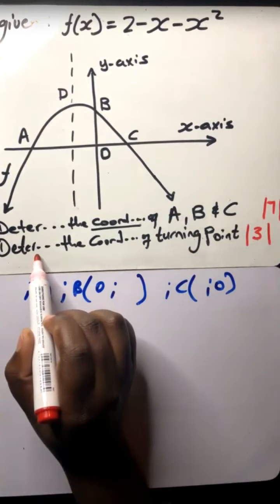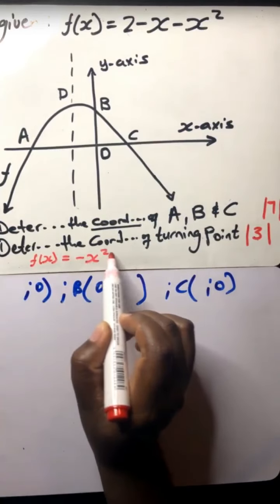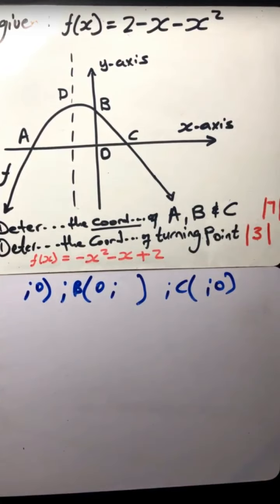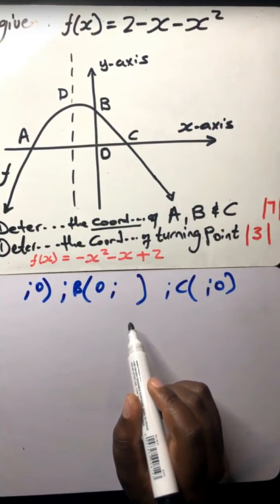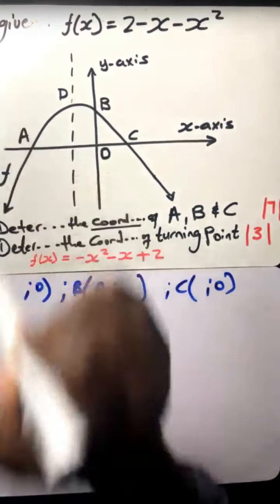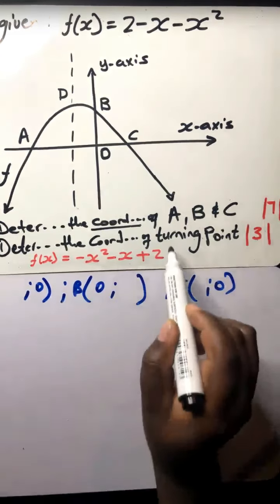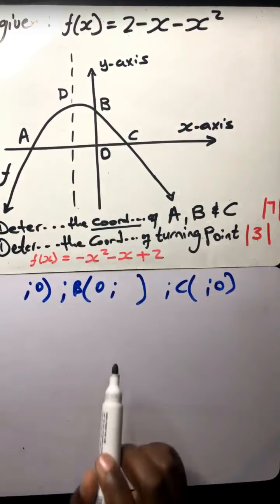I'll just rewrite it there. Its standard form: f of x is equal to negative x squared minus x plus 2. So this is the standard form. What are you guys saying? You are saying for that point A, the x value is unknown, but the y value is 0. So we use that equation to calculate the x value.